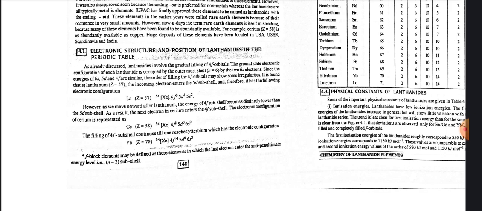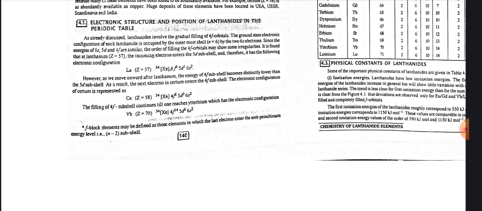These elements in the earlier years were called rare earth elements because of their occurrence in very small amounts. However, nowadays the term rare earth element is itself misleading because many of these elements have been found to be abundantly available. For example, cerium is as abundantly available as copper. Huge deposits of these elements have been located in USA, USSR, Scandinavia, and India.